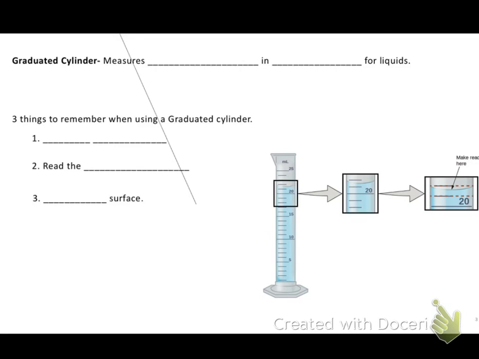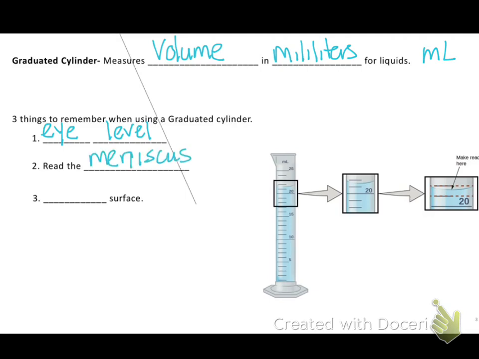Okay, next we have a graduated cylinder. Graduated cylinders measure volume in milliliters, and we use it for liquids, and the abbreviation is lowercase m, capital L. There are 3 things to do when you're measuring volume with a liquid with a graduated cylinder. You're going to read the water level at eye level, so squat down and get your eye level with the height of the water. You're going to read it at its meniscus.